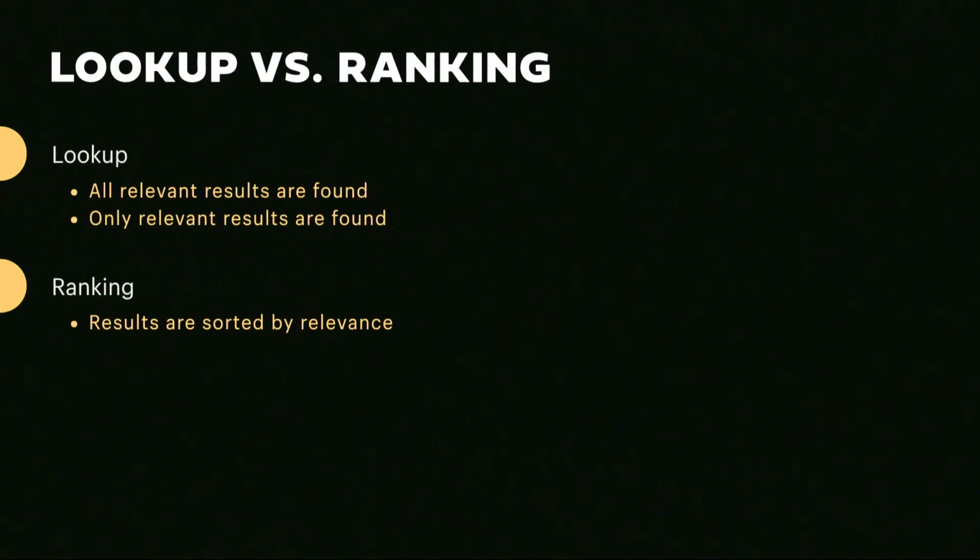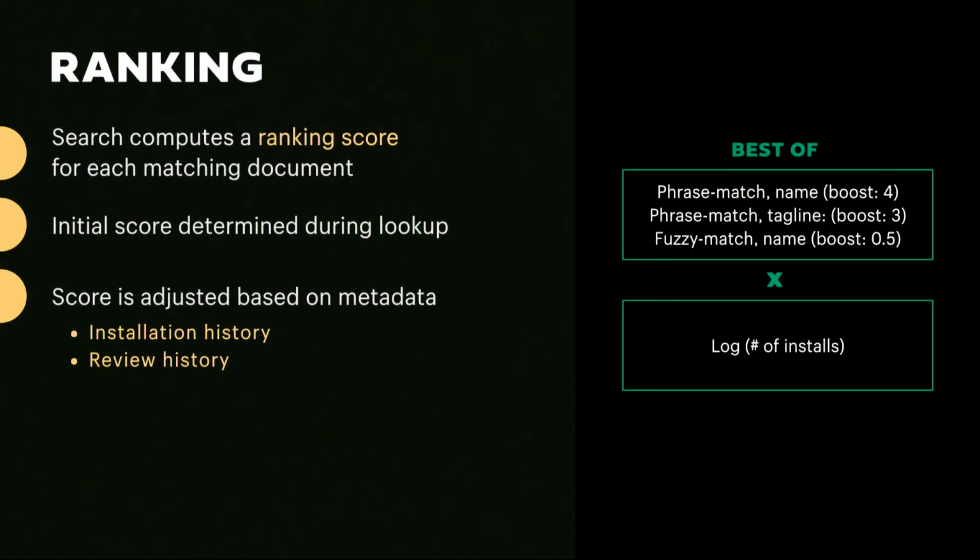All right, so we've seen a few examples, and all of these talked about recall and precision. So they were focused on lookup, that is, making sure that all relevant apps and only relevant apps are found. But lookup is not the end of the story. It's not enough to just find the most relevant set of results. We also want to make sure we rank them from most to least relevant. In practice, this means that for every matching app, we compute a ranking score.